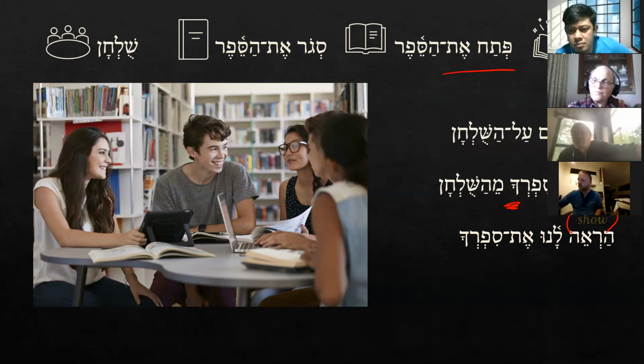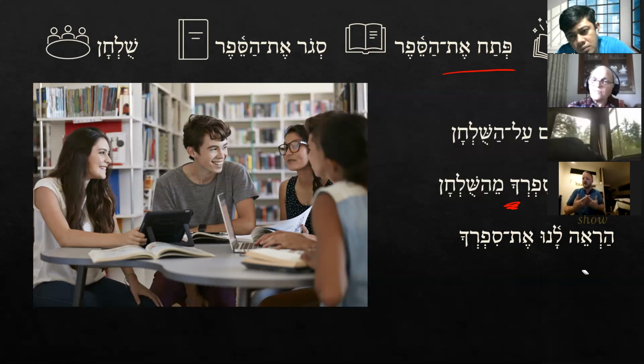Gio, you want to read this one? Har'e lanu et sifrecha. Show us your book. Har'e, you can see that this belongs to the root ra'a. Ra'a means he saw, and hir'a means he showed. You've got show and see. Because show, if you think about it, means I cause you to see something, right? Ani mar'e lecha. I cause it to be seen to you. You know what I mean?